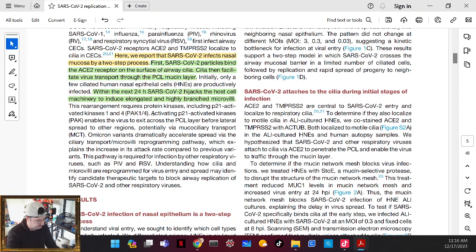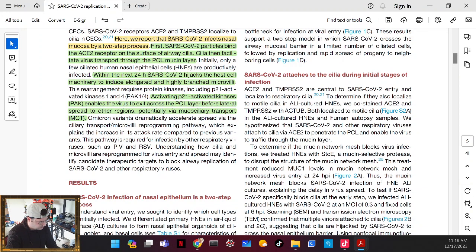And it seems like activating these PAK kinases enables the virus to exit the pericellular layer before a lateral spread to other regions, potentially via mucociliary transports. Crazy reprogramming pathway, which explains the increase in its attack rate compared to previous variants. This pathway is required for infection. Blah, blah, blah, blah.